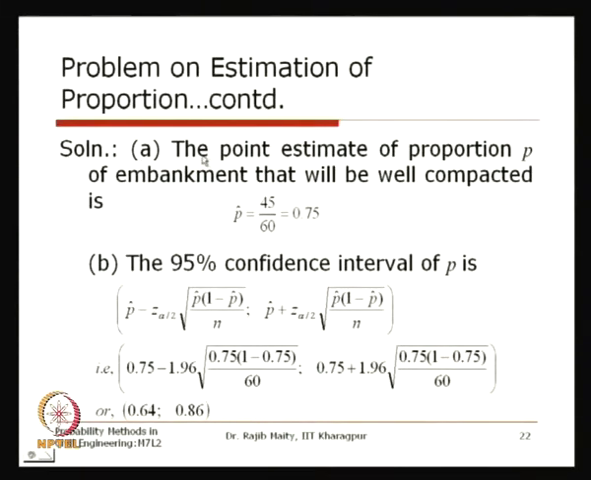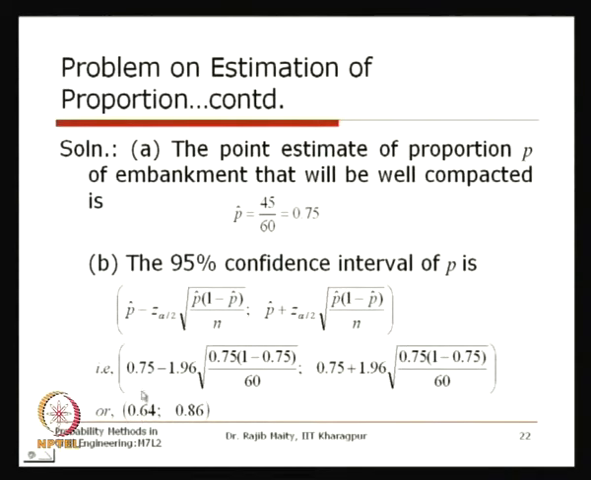Now, you can see that the point estimate of the proportion p of the embankment that will be well compacted, that is p cap, as I told, is 45 divided by 60, which equals 0.75. This is straightforward. Now, the 95% confidence interval of this p is this estimate minus z alpha by 2 times its standard deviation, and p cap plus z alpha by 2 multiplied by its standard deviation. So, z alpha by 2 in case of 95% confidence level, which we saw in the last lecture also, is 1.96. So, 0.75 minus 1.96 square root of this, and 0.75 plus 1.96 square root of this magnitude, which is the variance of this estimate.